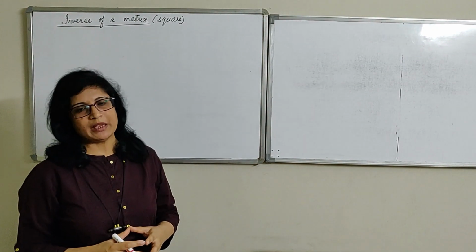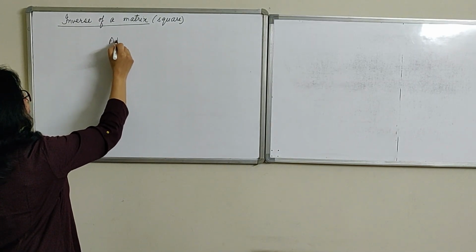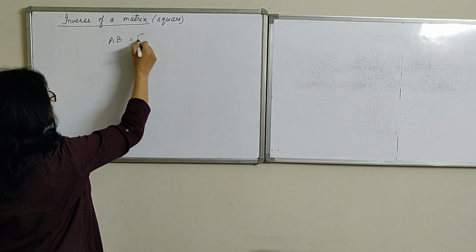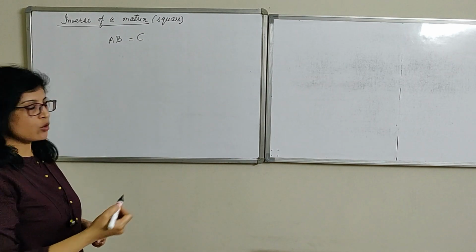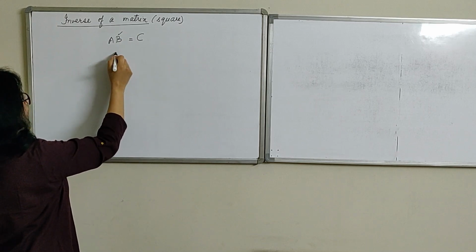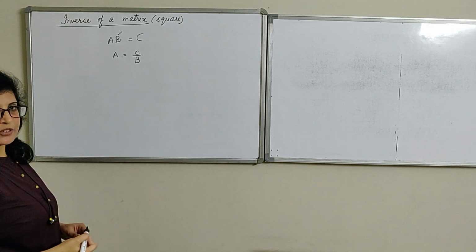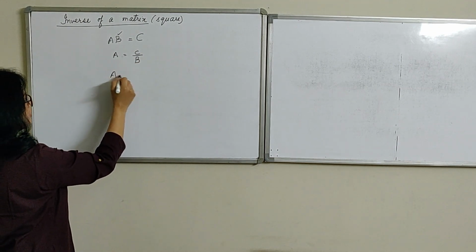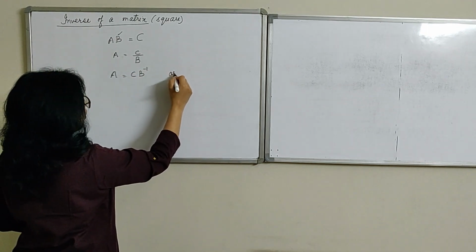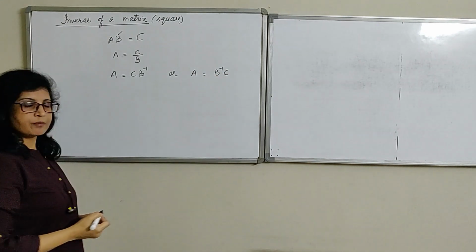What exactly do we mean by inverse of a matrix? For this, let us consider a matrix equation. Matrices A and B are square matrices of the same order so that multiplication is possible, and the resultant is a matrix C of the same order. If we want to shift this matrix B to the other side, simple algebra tells us that the transposition can take place this way. This equation can be written as A equal to C into B inverse, or matrix A can be written as B inverse into C.